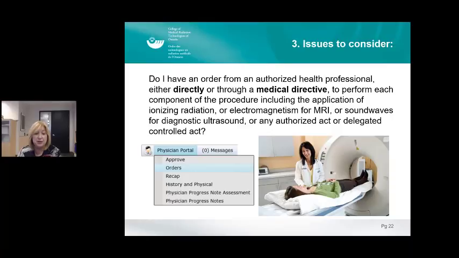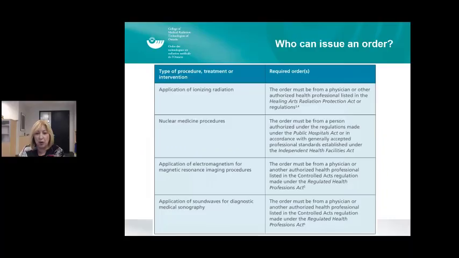And it has to be to perform each component of the procedure that includes the application of ionizing radiation or electromagnetism or sound waves or any of our authorized acts. So, of course, a direct order is going to be for a particular patient, most likely to come from the referring physician. And then medical directives are often used in the departments, in the medical imaging or radiation therapy departments, to be for authorized acts as part of the procedure. So we'll go through this and just explore this a little bit more.